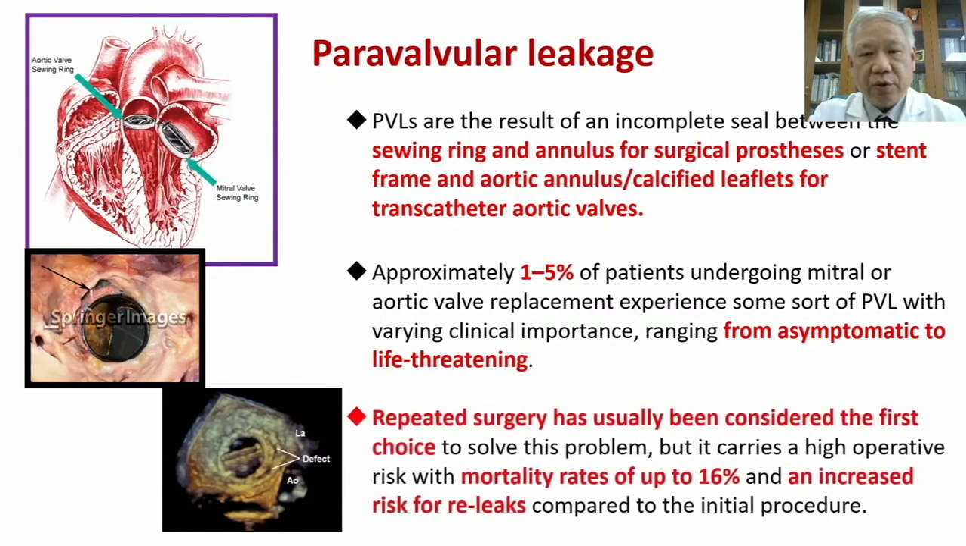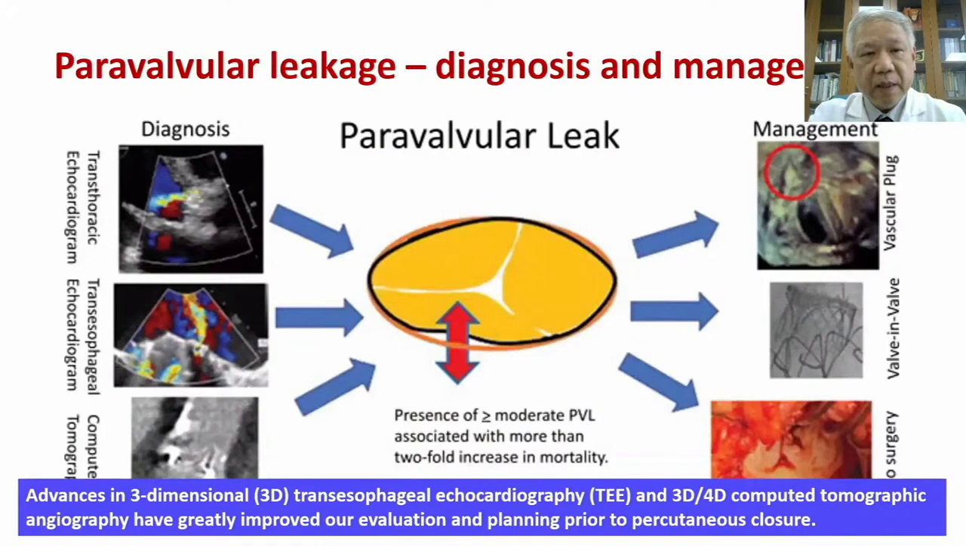Repeated surgery has usually been considered the first choice to solve this problem, but it carries a high operative risk with mortality rates of up to 16% and an increased risk of re-leaks compared to the initial surgery or procedure. Advances in 3-dimensional transesophageal echo and 3D or 4D CT have greatly improved our evaluation and planning prior to percutaneous closure. So after diagnosis, we can evaluate the lesion and determine which kind of treatment should be used.